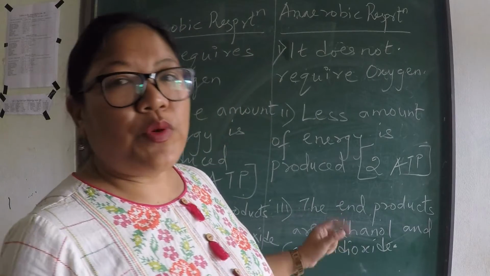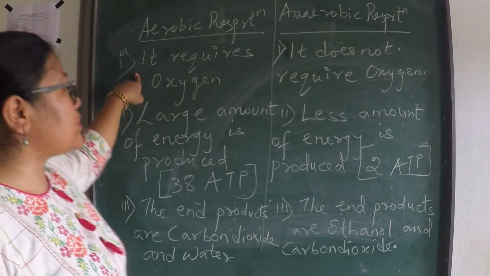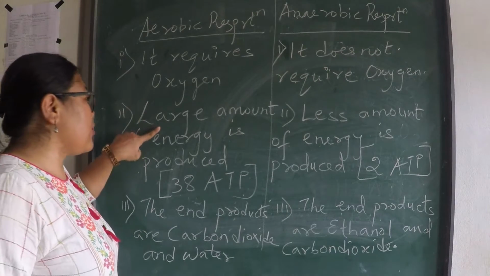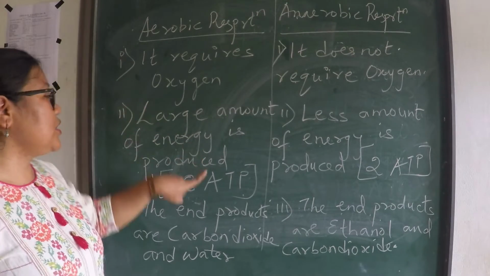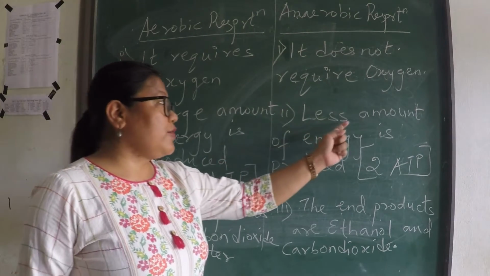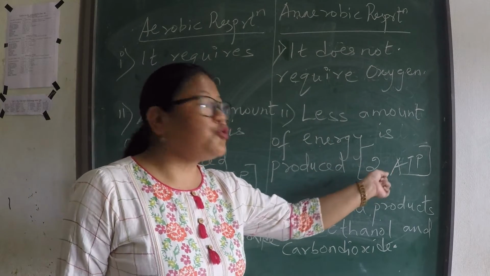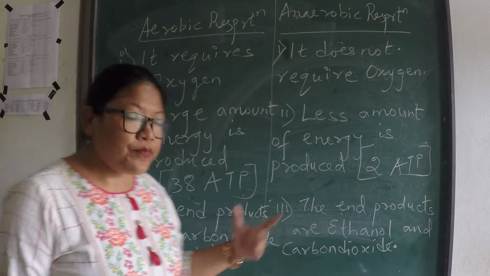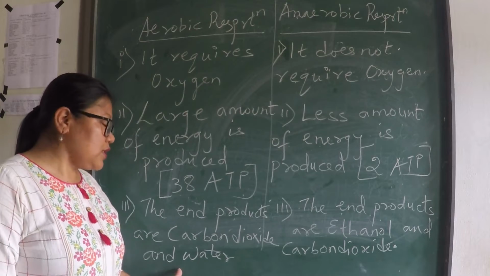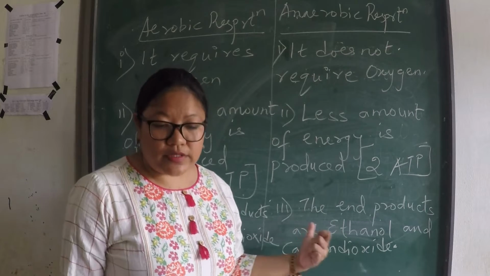Alright, so we will once again recap the differences. In aerobic respiration, it requires oxygen, but anaerobic respiration does not require oxygen. In aerobic respiration, large amount of energy is produced. And how much is that energy? 38 ATP. And in anaerobic respiration, less amount of energy is produced. There is only 2 ATP. A big difference, right? And the end products of aerobic respiration are carbon dioxide and water. And the end products of anaerobic respiration are ethanol and carbon dioxide.